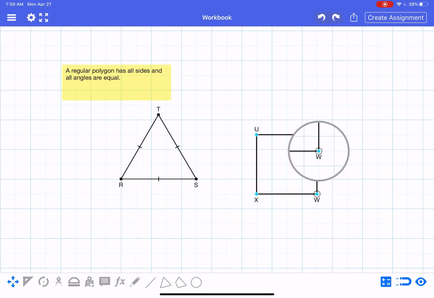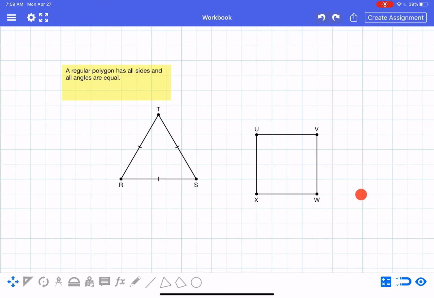Now, no matter how big a square is, all the sides are equal. For this square, we know that the grid tells you how many centimeters something is. So this is 4 centimeters, that's 4 centimeters, right? I'm not going to take the protractor out, but you could take my word for it. That's 90 degrees, and you should know a square has 90-degree corners. So this is a regular polygon because all the sides and angles are equal.